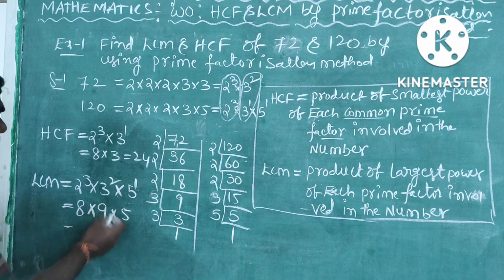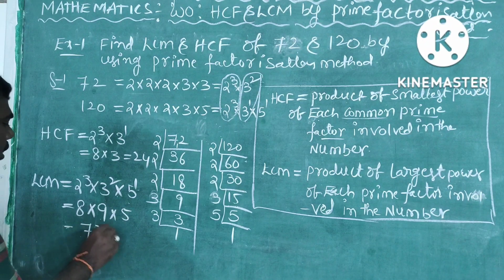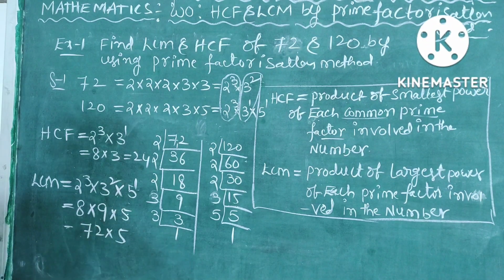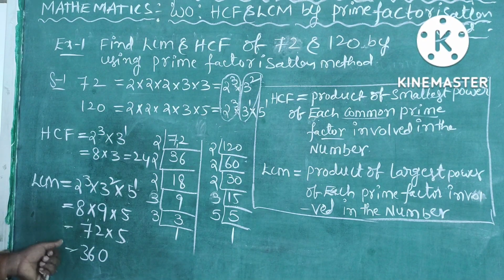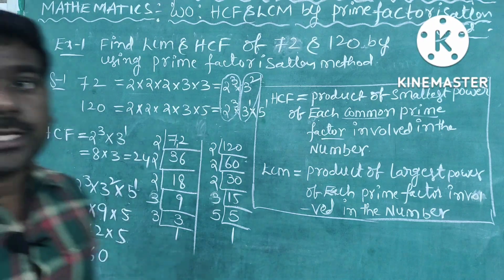Now 8 nines are 72, into 5. 72 into 5, now multiply. 5 twos are 10, 1 carry. 7 fives are 35 plus 1 is 36. So 360. Therefore, we got the LCM as 360.